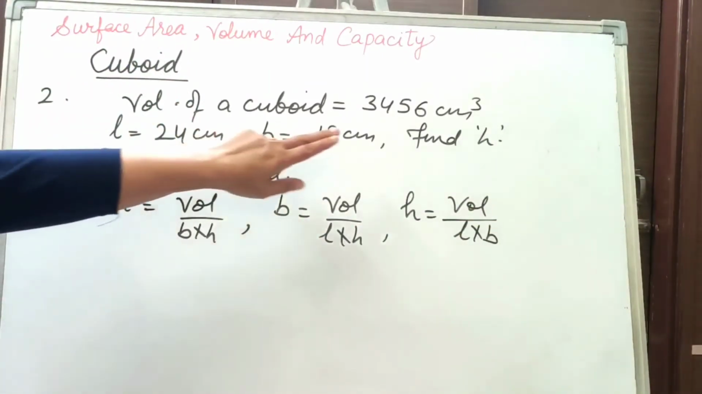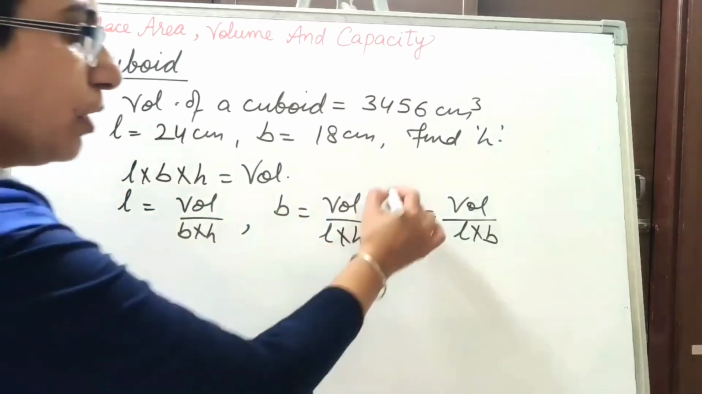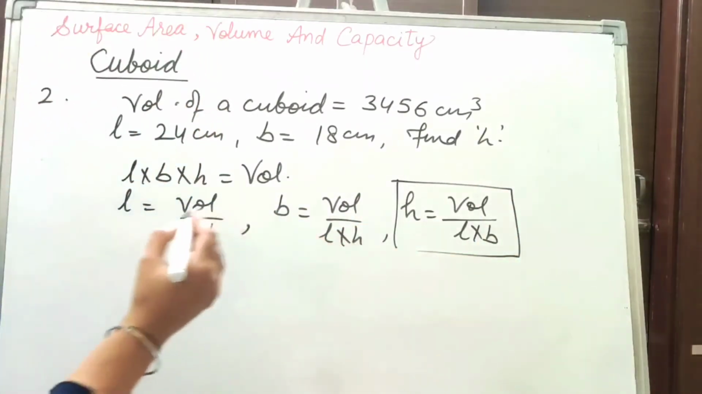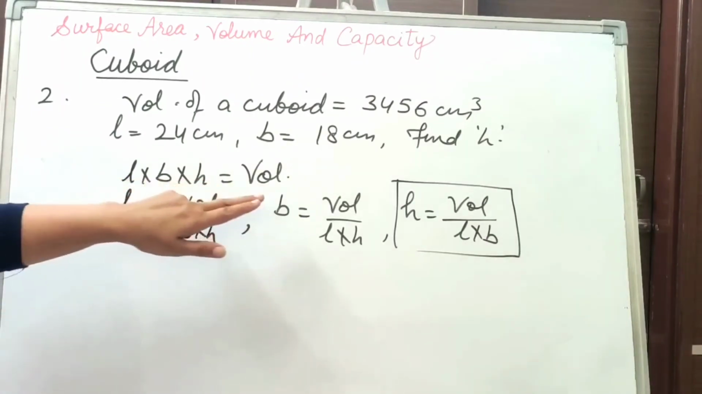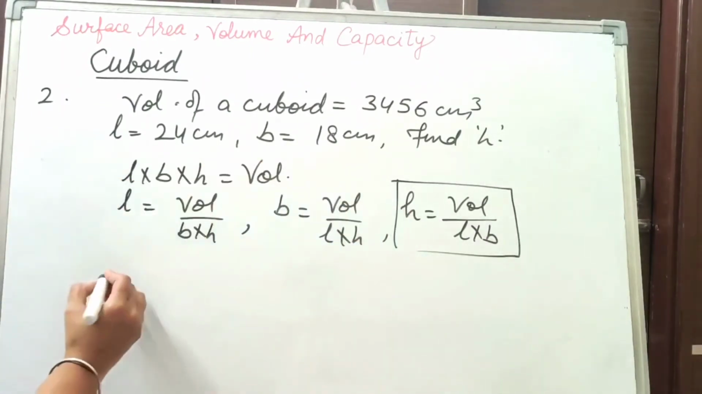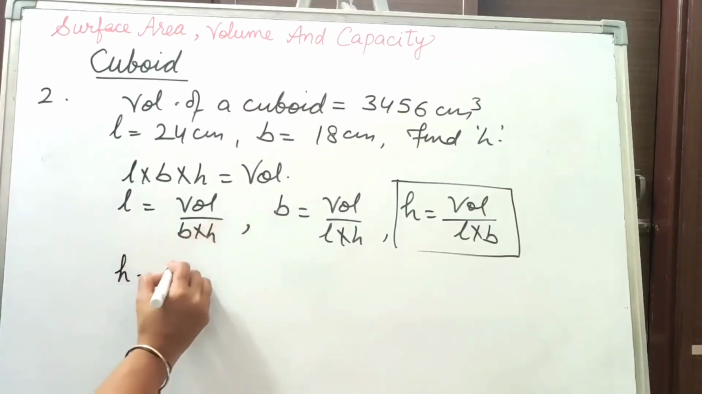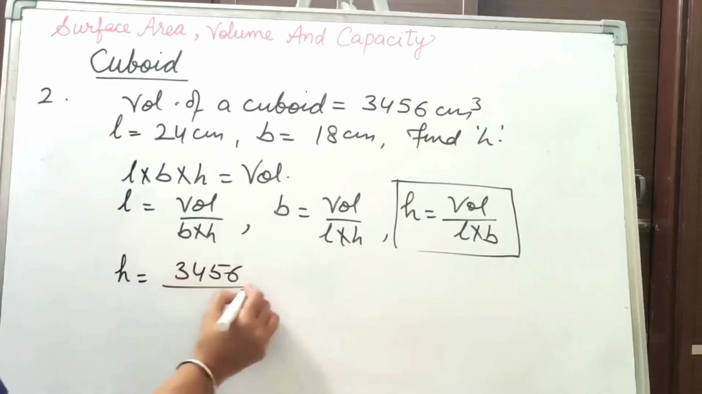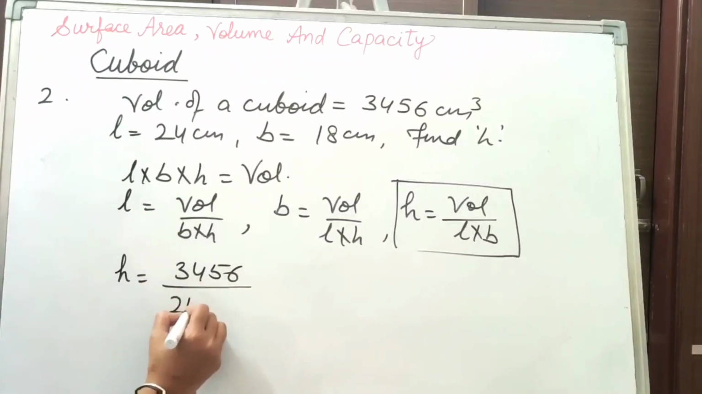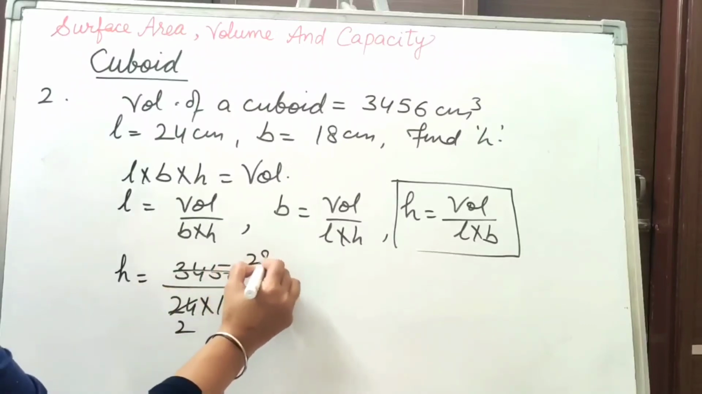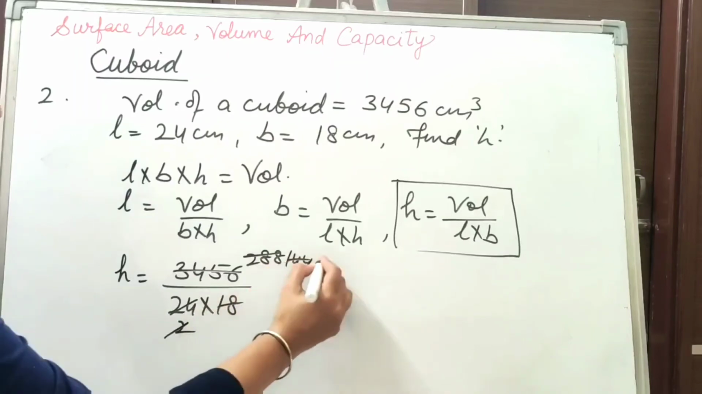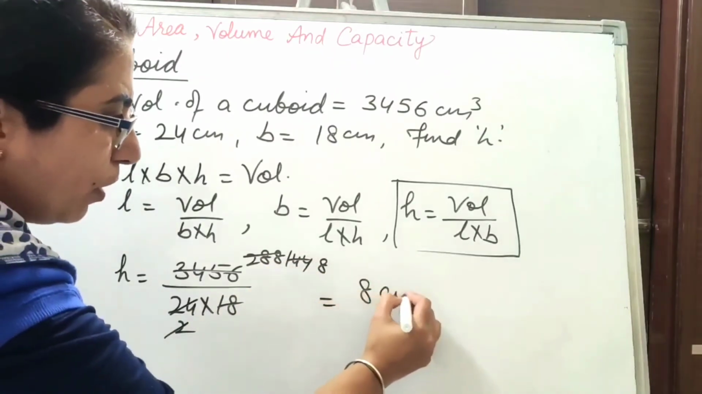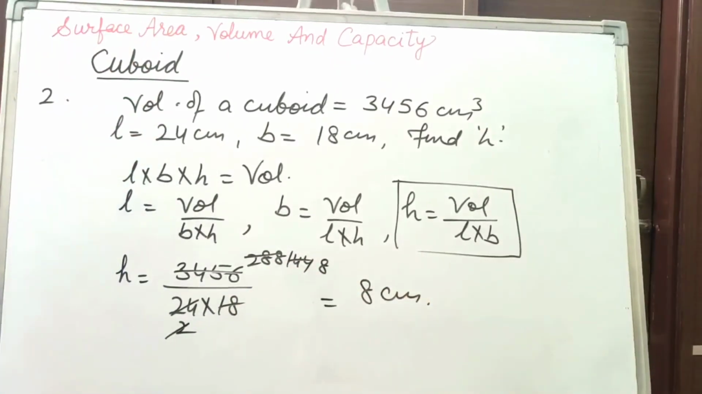So here we are finding H. We can use this direct formula, that is H is equal to, otherwise you can put the values and solve the linear equation, or you can apply the direct formula. So H will be volume, that is 3456 divided by length 24 and breadth 18. So 3456 divided by 24 is 144, and 144 divided by 18 is 8. 8 centimeter is the height of this cuboid.